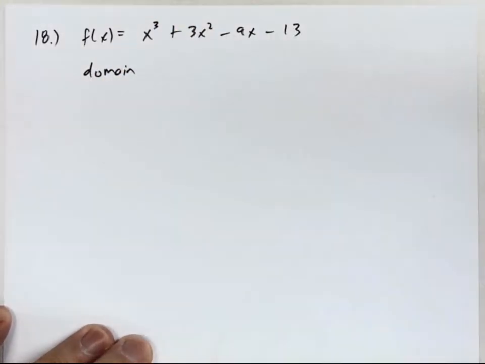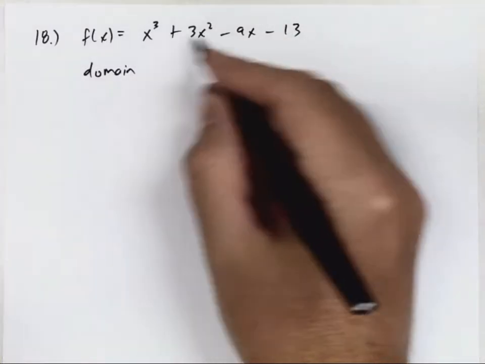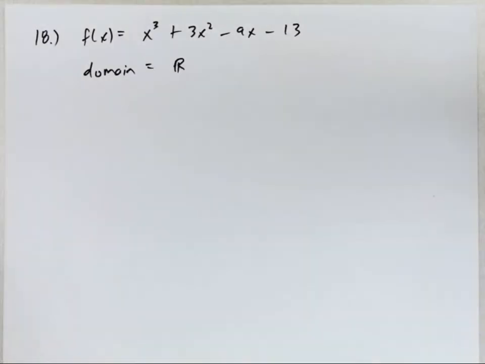Now this is like a polynomial. Domain for a polynomial. Domain is what are the possible values of x. The only time the domain is different than all real numbers is if you have any variables in the denominator of a fraction, or if you have any variables under a square root. We don't have a fraction. We don't have square roots. Therefore, the domain is all real numbers.